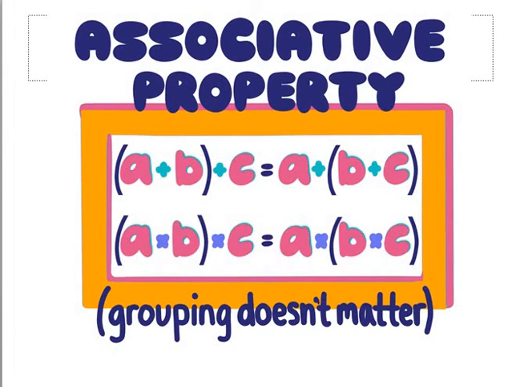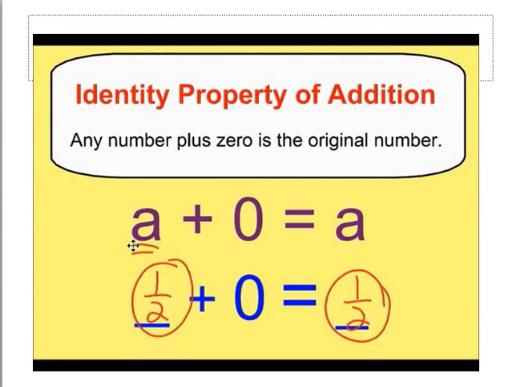And this is the identity property of addition. Any number plus 0 is the original number. Any number, if you add it to 0, it will keep its identity, its value, its character, its personality. It will stay the same. A plus 0 equals A, half plus 0 equals half.